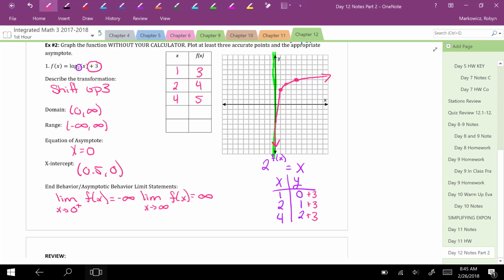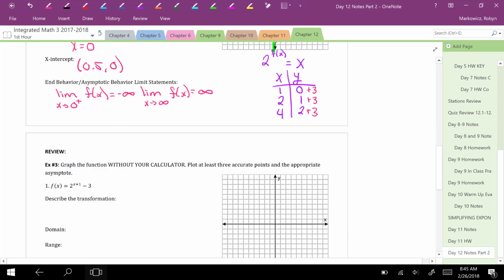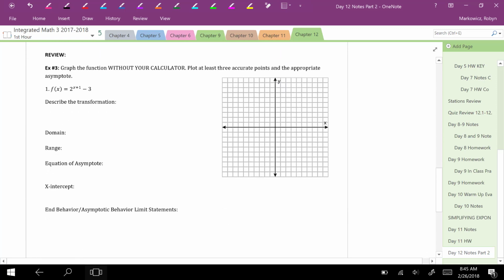Questions? How do we do? Good? Are we getting better at graphing? Yes? All right, last page. Review.